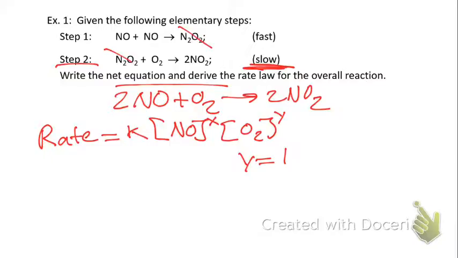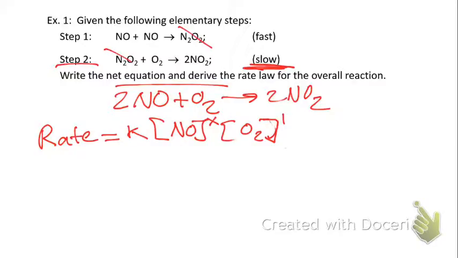But since there's only one, it automatically tells us that our order for oxygen is first order. You can only do that if this is an elementary step. You cannot make that same reasoning if it's the overall reaction. So we know that O2 is first order, and I'm going to go ahead and write that in my equation now.